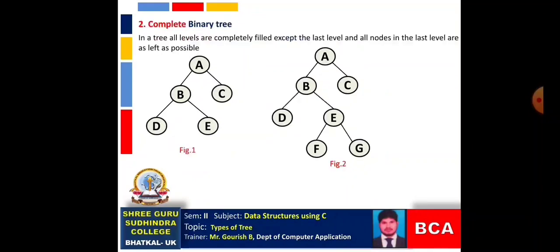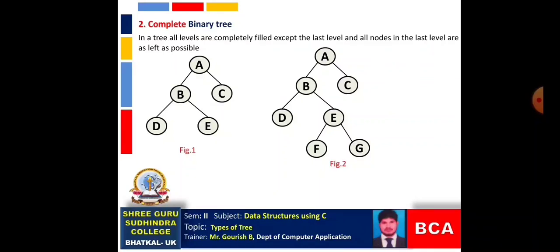Okay, next, complete binary tree. Second one is complete binary tree. In a tree, all levels are completely filled except the last level, and all the nodes in the last level are as left as possible. Means here we are considering the levels of the tree, right? Levels start from the root node, right? Root node is at level 0. In our figure, A is the root node, A is at level 0, then B and C are at level 1, and D and E are at level 2, right?